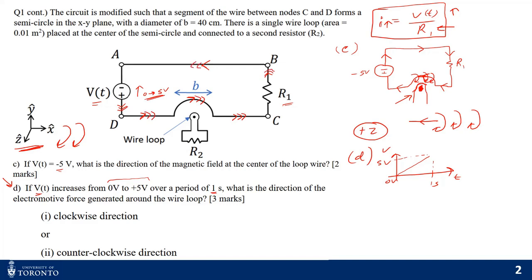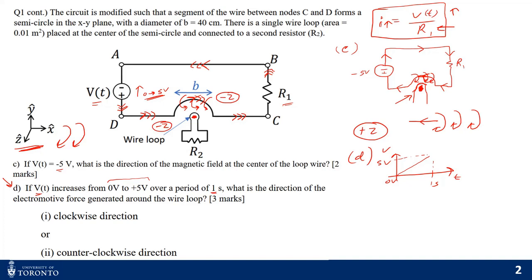Now this increasing current will generate, through the right hand grip rule, a magnetic field at the center, at this position. If you point your thumb to the right, you will see that your magnetic field is curling like this. So that means your magnetic field is going in the negative z-axis direction at the center of the loop. At this center, you have a magnetic field going in the minus z direction.